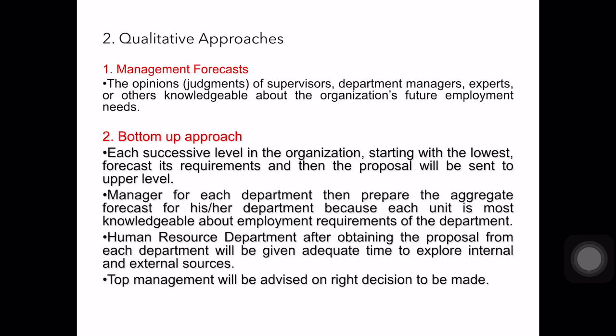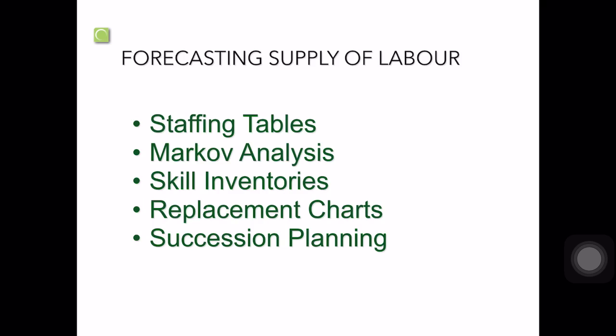So kita dah habis bahagian untuk fokus demand of labor. Sekarang kita nak masuk macam mana kita nak fokus supply of labor. So untuk supply ni, dia ada 5 cara. Kalau you tengok, the first one, dia ada staffing tables. Staffing table, you tak pernah dengar kan? Markov analysis tu lagi you tak pernah dengar, benda baru. Skill inventory, ingat barang je ada inventory, skill pun ada. Replacement chart. And also you ada succession planning. So kita akan tengok one by one.